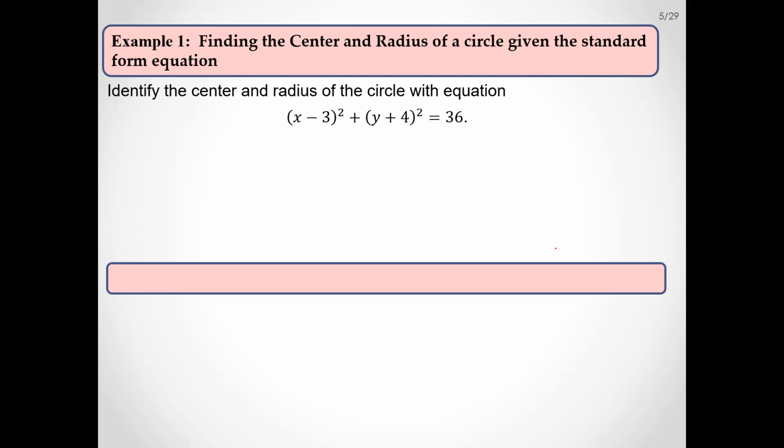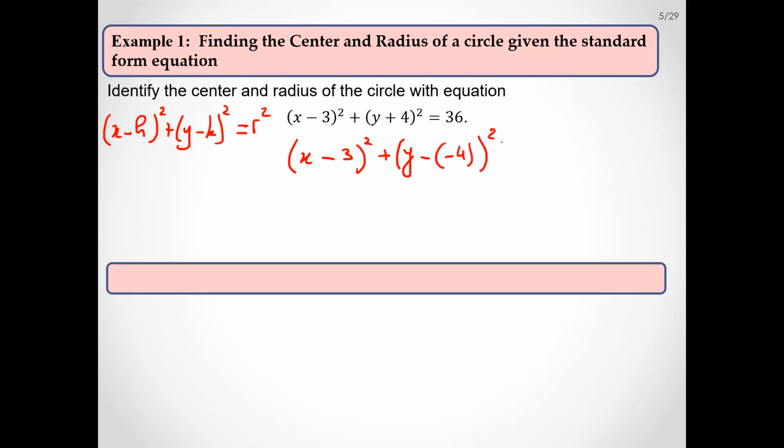Let's see some examples. Finding the center and the radius of a circle. We are given here the standard form of the equation, and we want to find the center and the radius. So the standard form قلنا هي x minus h squared plus y minus k squared equals r squared. لازم نكتبها in this form. So عندنا x minus 3 squared. هنا y عندنا plus لازم تصير minus. So y minus negative 4, all squared.